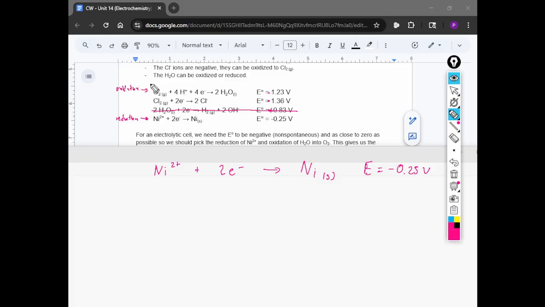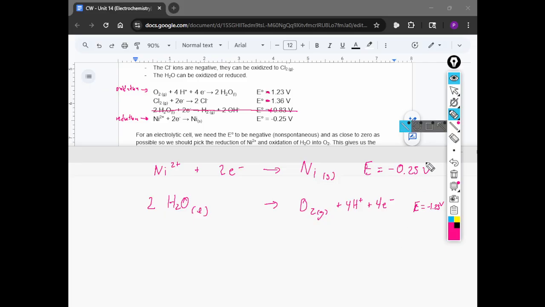Okay, we want to flip this. That way we can make it negative, and that'll get us as close to zero as possible. If we pick this one, it would become a number that is more negative than if we pick this one. So we're going to flip this one. So it'll be 2H2O producing O2 gas, plus 4H+, plus 4 electrons, and we flip it so that E is equal to negative 1.23 volts.